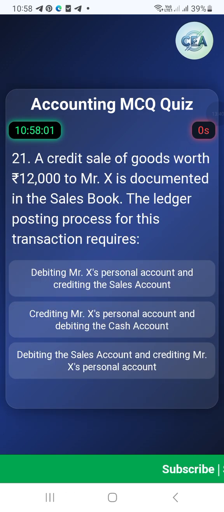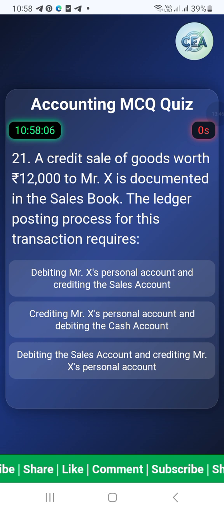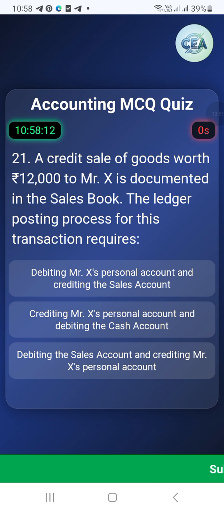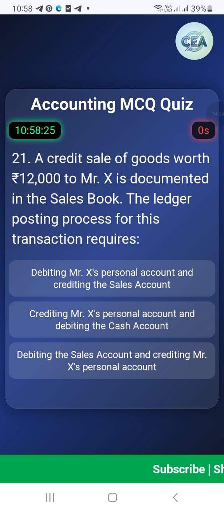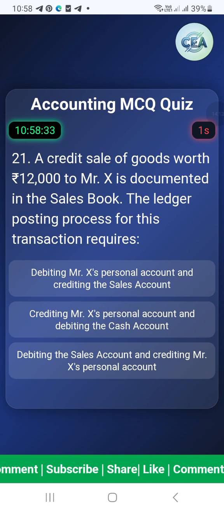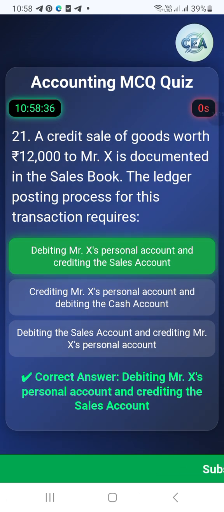21. A credit sale of goods worth 12,000 rupees to Mr. X is documented in the sales book. The ledger posting process for this transaction requires: Option 1. Debiting Mr. X's personal account and crediting the sales account. Option 2. Crediting Mr. X's personal account and debiting the cash account. Option 3. Debiting the sales account and crediting Mr. X's personal account. Correct answer is debiting Mr. X's personal account and crediting the sales account.